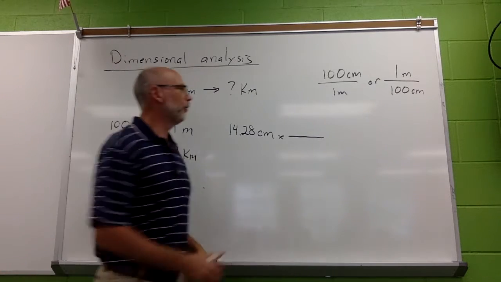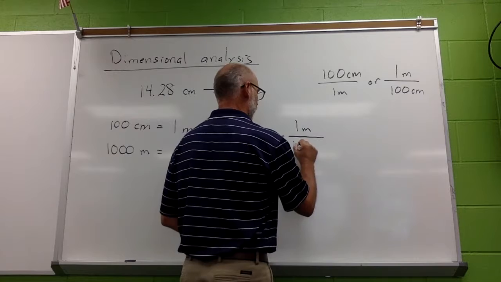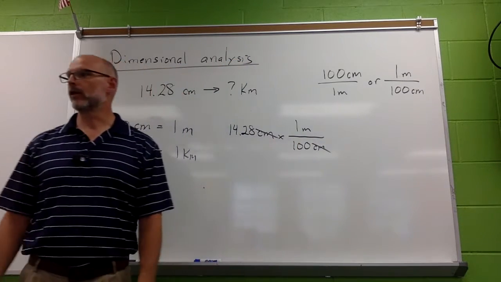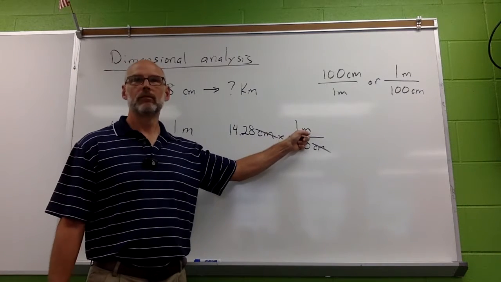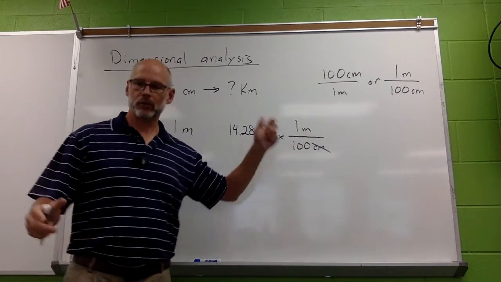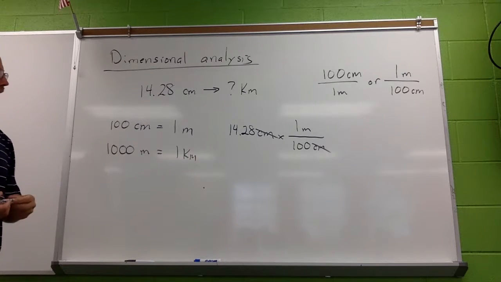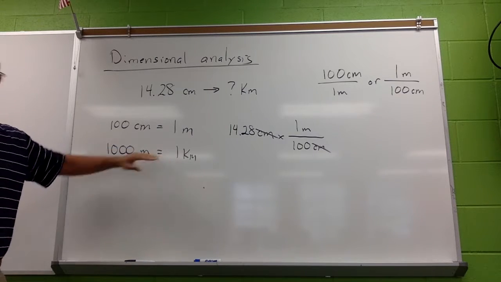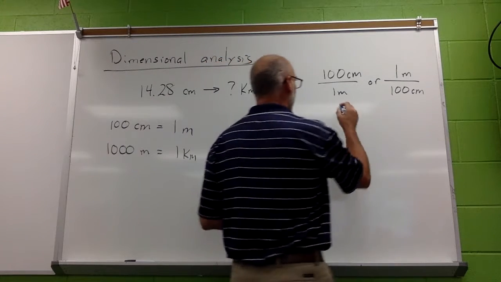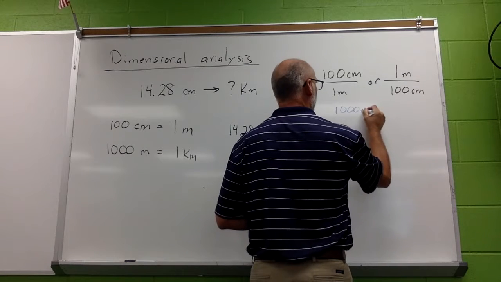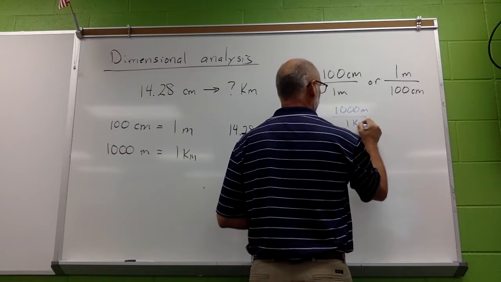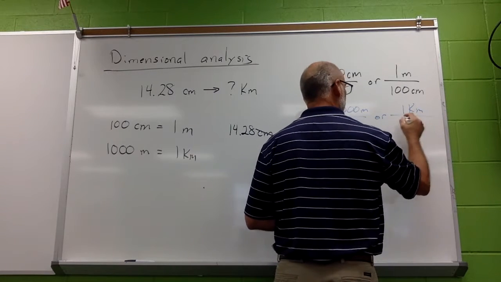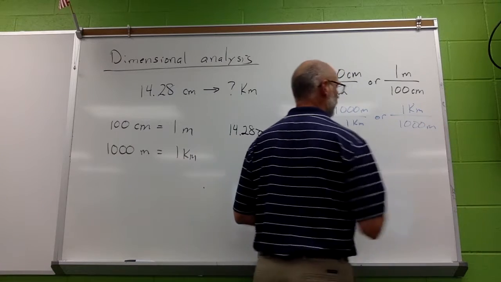The one on the right, because if I do that, now my centimeters cancel. Would you agree? And I'm left with meters. Great. Now, since I've got the meters, I can use the second equivalent. I can make two conversion factors out of that. I can either write 1,000 meters is 1 kilometer, or 1 kilometer over 1,000 meters.